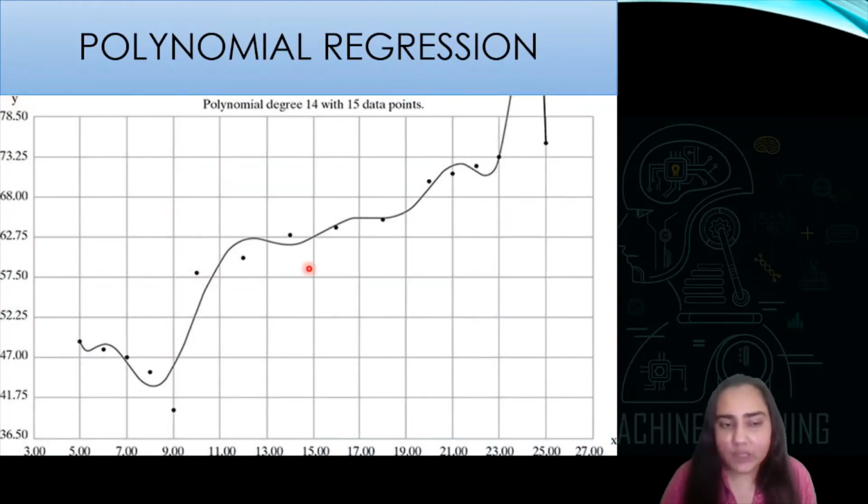So look at this line. This has got a degree 14. There are only 15 data points, but the degree of the polynomial is 14. And you can see that the line is almost touching every single point that you see here. So which means your accuracy is going to be very good in this case.